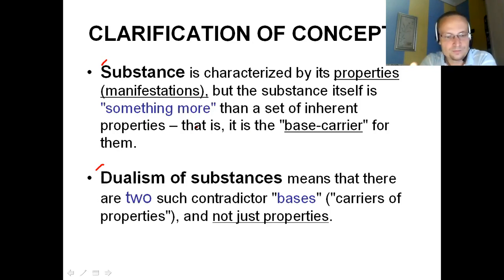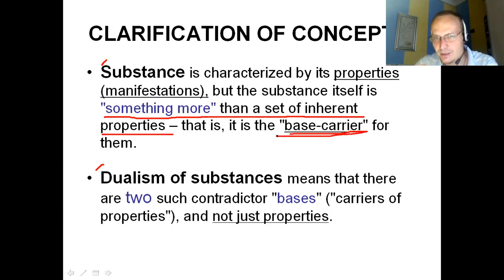For example, my pen has different properties: form, colors, and so on. Nevertheless, these properties are not the whole of the thing. It means that substance is something more than a set of inherent properties. It is like a base, a carrier for them. It's very important what we mean when we talk about the picture, and we spoke about the ground for different effects. And dualism of substance means that there are two such contradictory bases, not just properties.